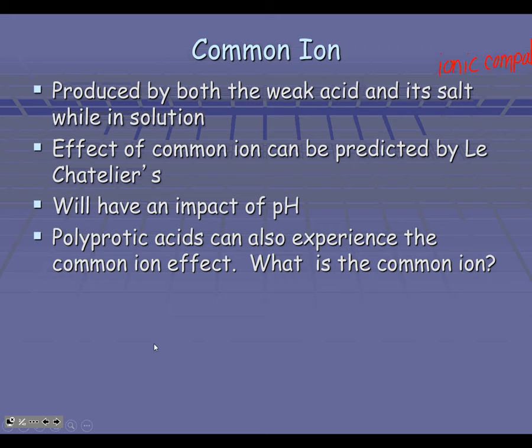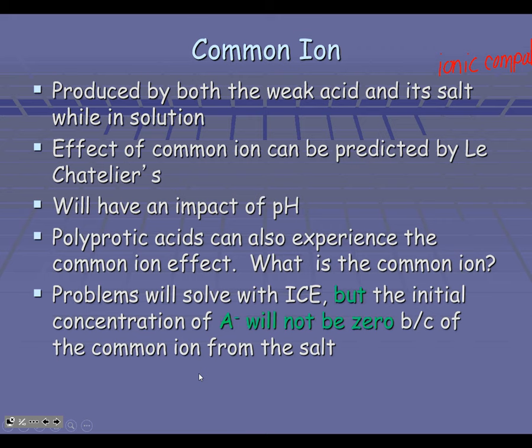Polyprotic acids, and remember that word polyprotic means we have more than one hydrogen ion, also experience a common ion effect. And if you think about the 3 dissociations or 2 dissociations that a polyprotic would go through, you'll notice that hydrogen becomes their common ion. In each dissociation, they all have that hydrogen ion present.